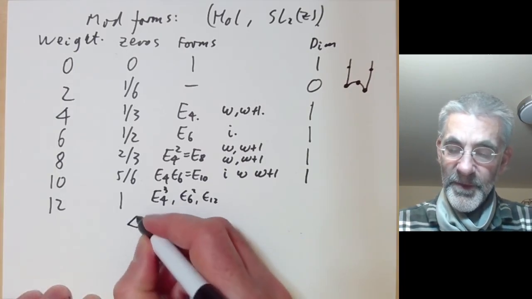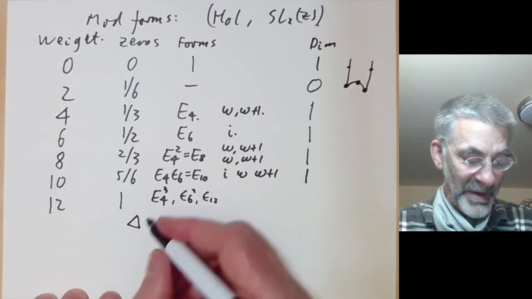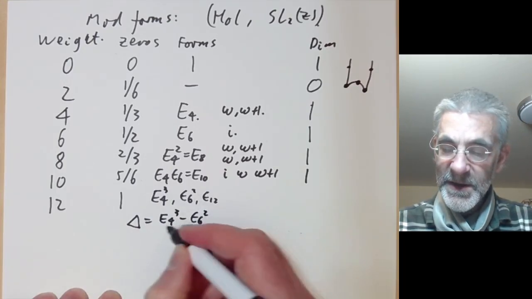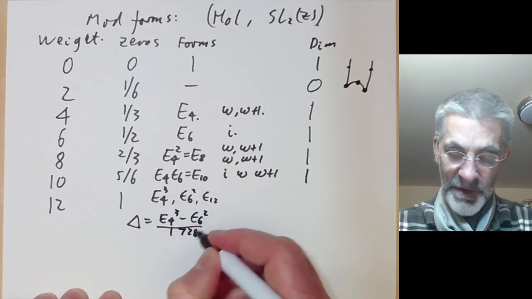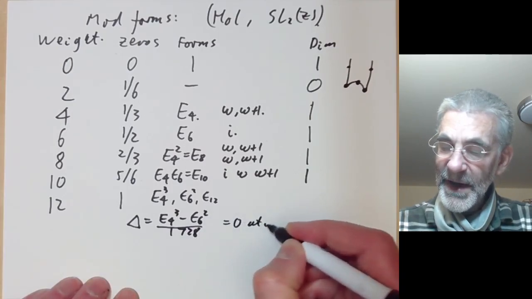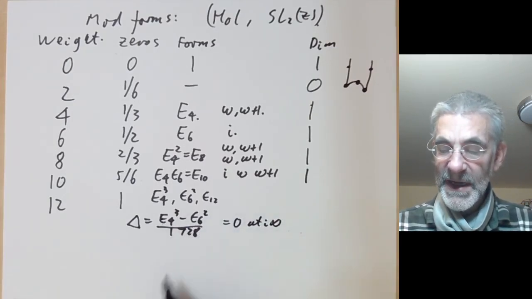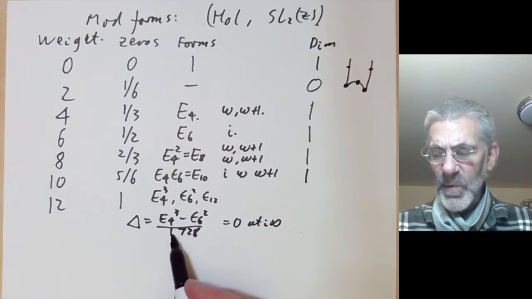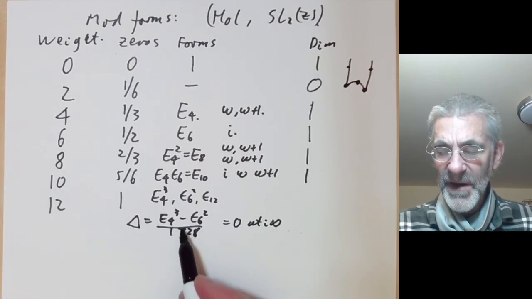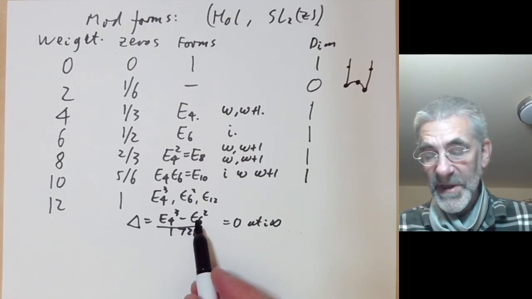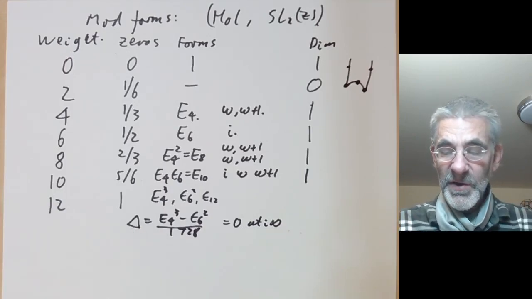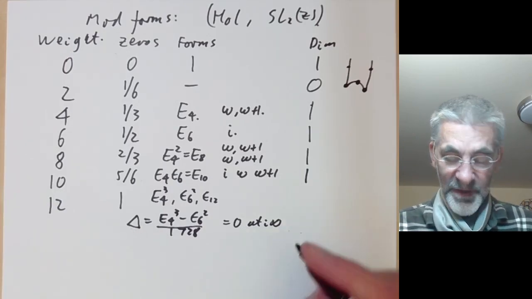Well, let's write down the discriminant form delta, which is going to be E4 cubed minus E6 squared over 1728. And this is equal to 0 at i infinity because the constant terms cancel out. So where does 1728 come from? Well, that's the biggest number you can divide by to make the coefficients integers, as we'll see soon. And it's called the discriminant because it turns out to be related to the discriminant of an elliptic curve, but never mind that for the moment.